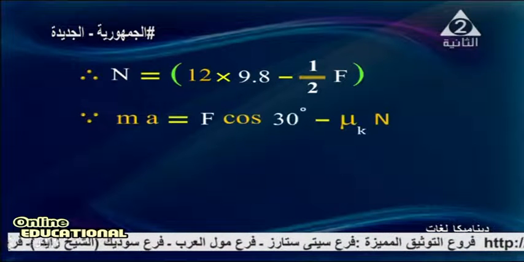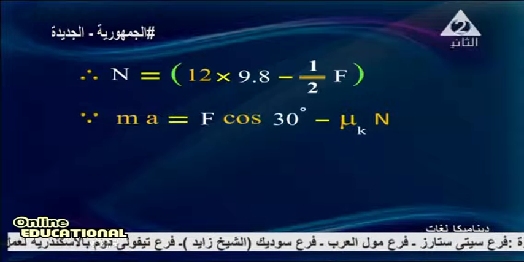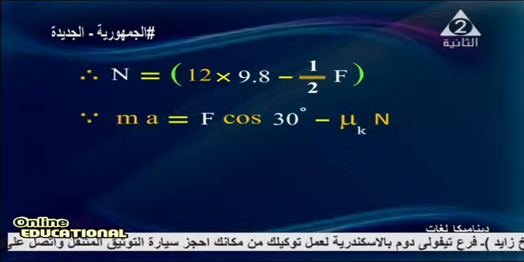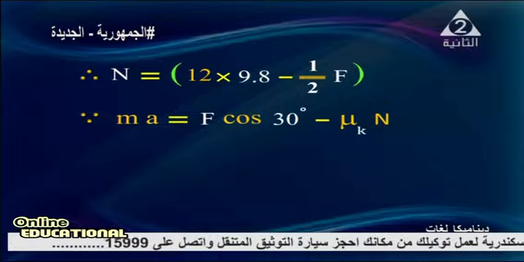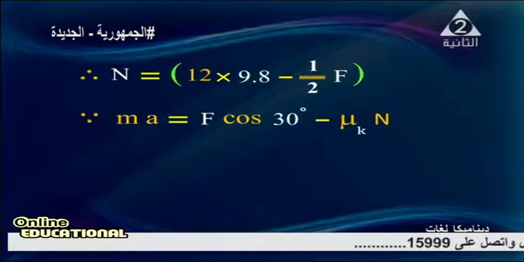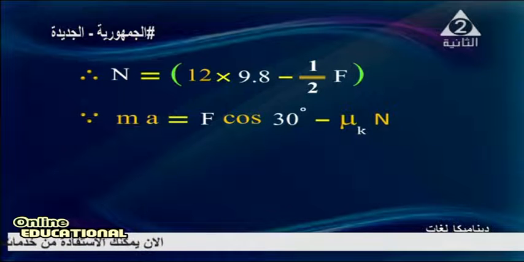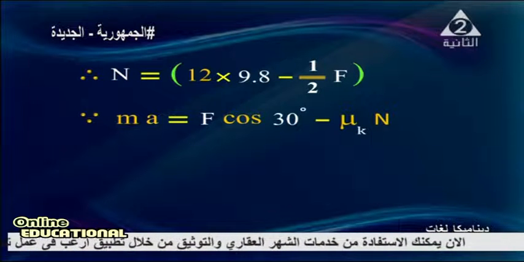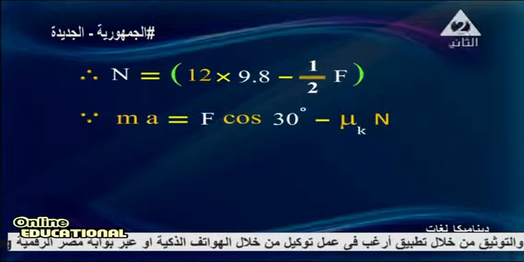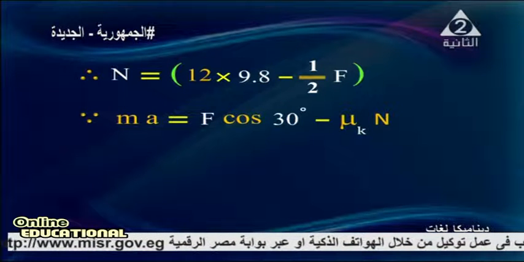The second equation, MA equals F cosine 30 minus mu Kn. Now, because the body moves with an acceleration, then we use the equation of Newton's second law. MA equal the resultant of the forces acting on the body. MA equal F cosine 30 minus mu Kn.